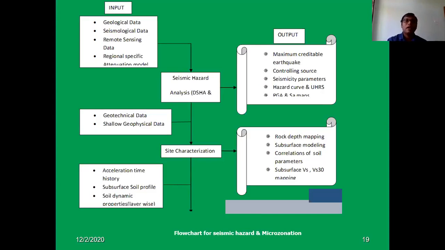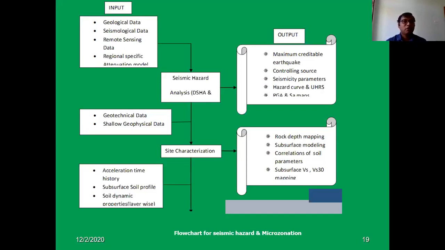Your probabilistic seismic hazard talk about the uncertainties along with this temporal mapping. Probabilistic hazard is a technique that is being widely used for assessing the seismic hazard. These are the outputs you can expect from the seismic hazard. These are maximum credible earthquake.